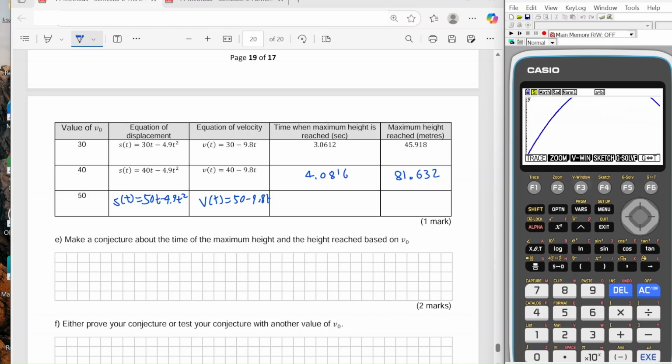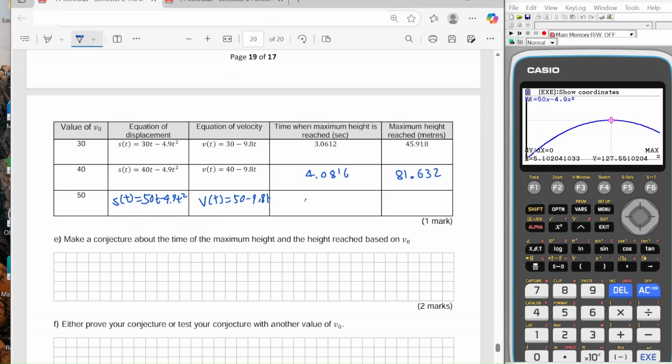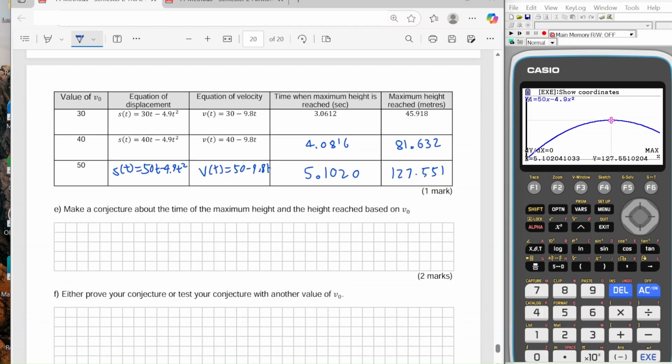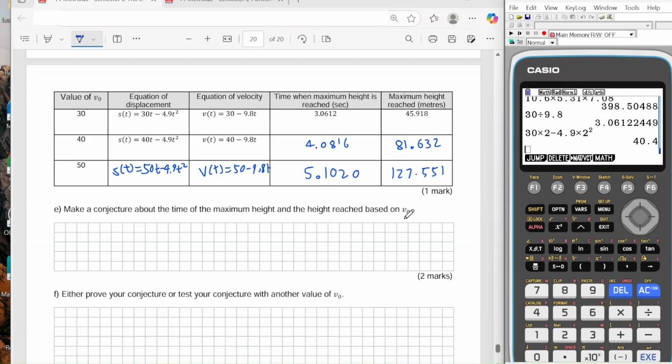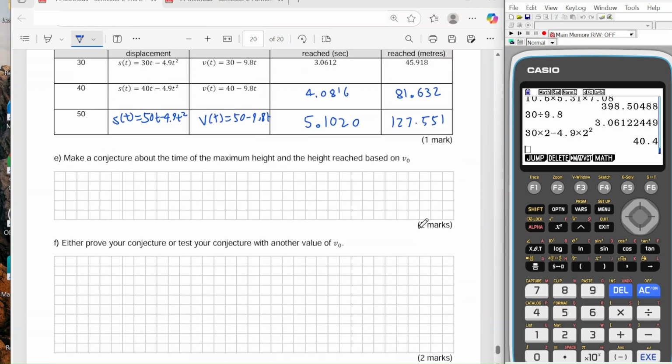All right, again, I need to bump up the window a little bit, so let's go to 200. And we want G solve for that maximum. 5.1020 and 127.551. Make a conjecture about the maximum height reached based on V0. Now this conjecture is actually kind of tricky to spot, so I'll show you how you might actually prove it.